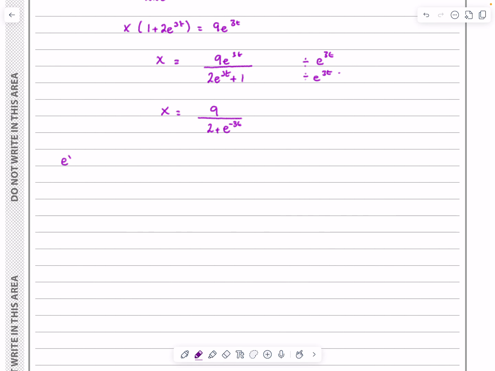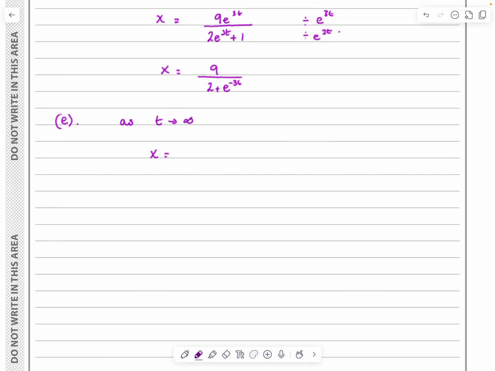Part E, I'm not going to keep going up and down scrolling here, but part E says what happens as t tends towards infinity. Again, it's exactly the same skill as we used earlier on. So we get x equals 9 over 2 plus e to the minus infinity. How am I going to get rid of e to the minus infinity? No problem at all. What does e to the minus x look like? e to the minus x looks like that. So if we're over here, as t tends towards infinity, e to the minus infinity is just going to tend towards 0. So x tends towards 9 over 2 plus 0. So x tends towards 9 over 2.